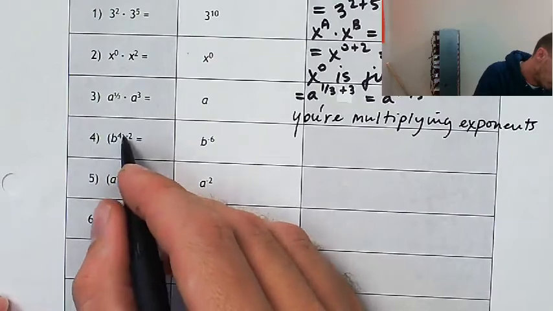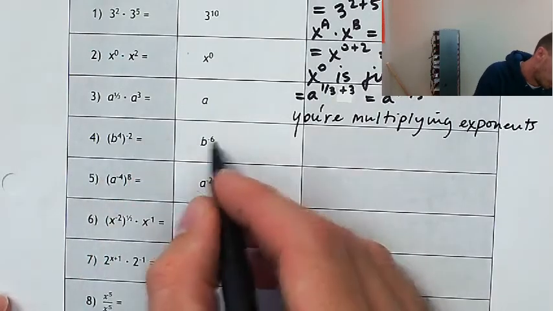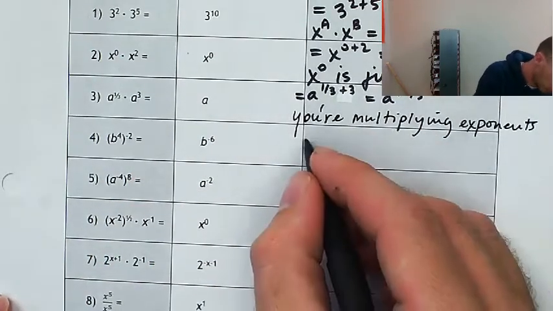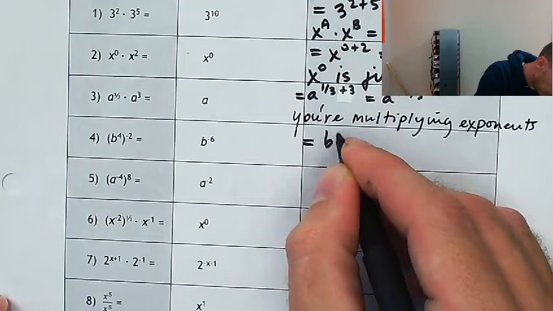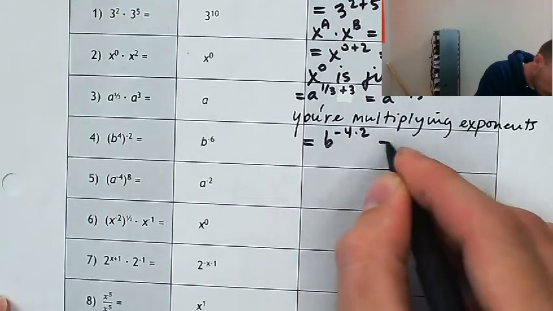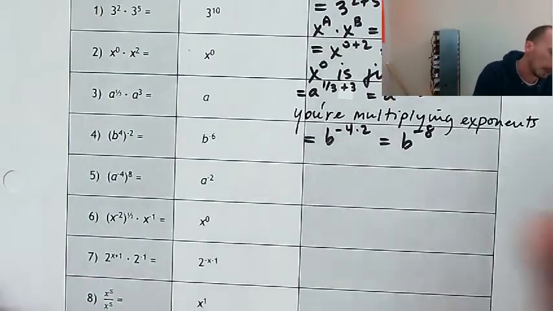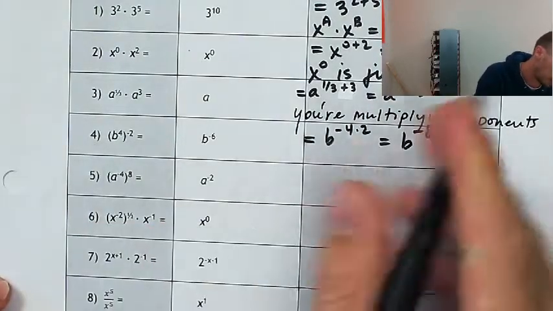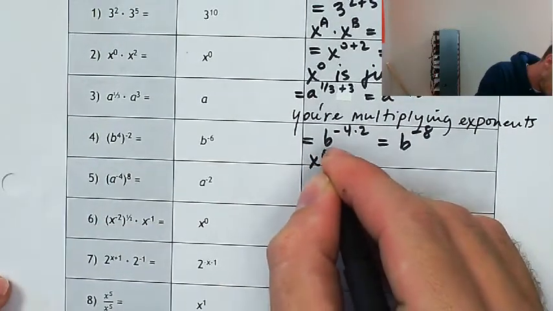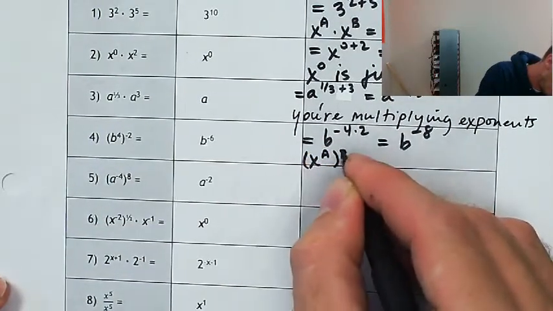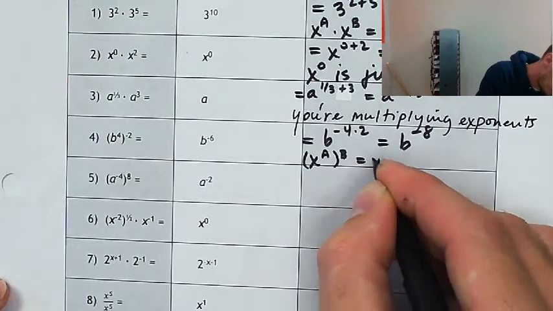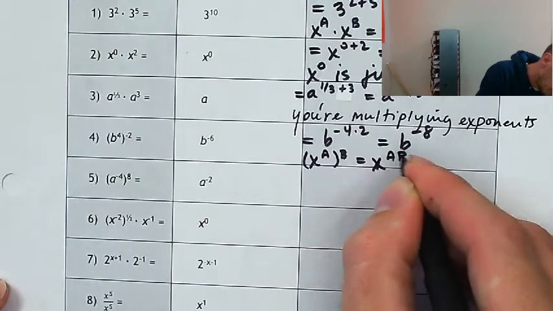Okay, so b to the -4, or b to the 4 to the -2 is b to the -6. No, you need to multiply the exponents here. So this is going to equal b to the -4 times 2, which is b to the -8. Okay, and I guess since it's the first instance of this error occurring, power of a power, I'm just going to give them the rule. x to the a to the b equals x to the a times b.